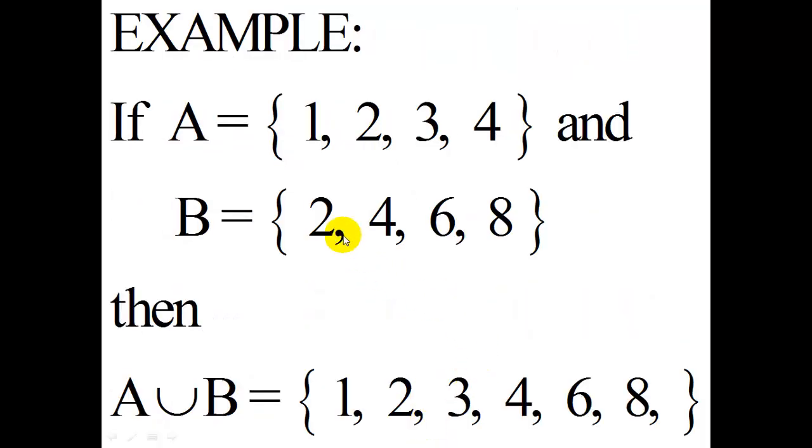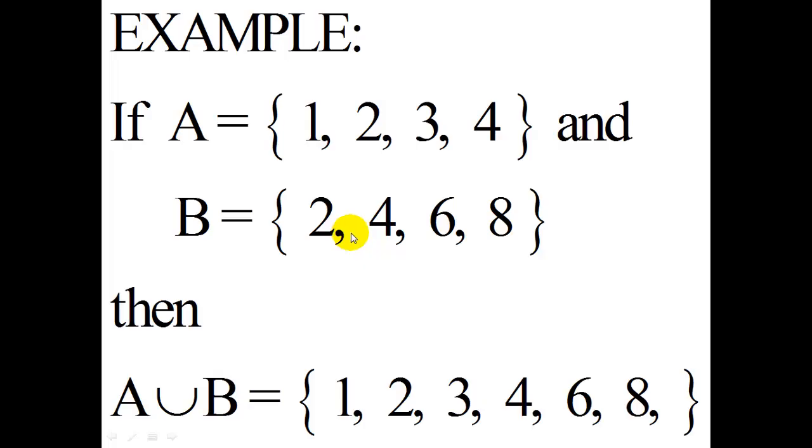Now let's look at the illustration. Considering this example, the elements of the set A are 1, 2, 3, and 4, and the elements of the set B are 2, 4, 6, and 8. Now when we say A union B, it means that we are to combine the elements of the set A and the elements of the set B. But take note, for union of sets, repetition is ignored.